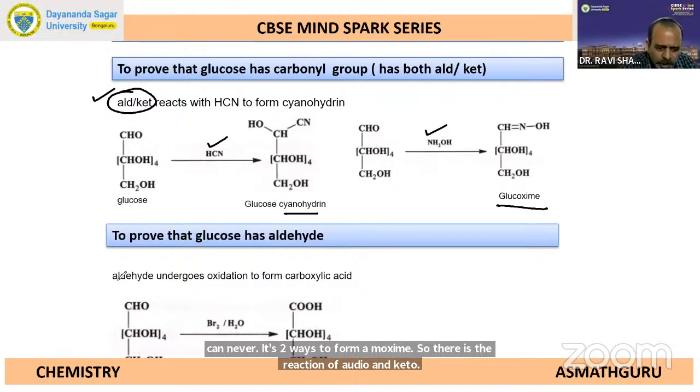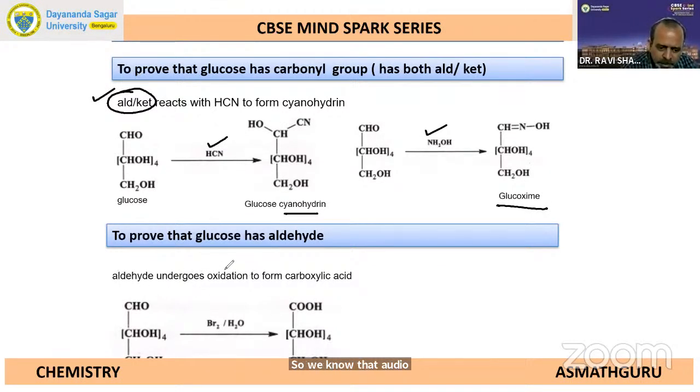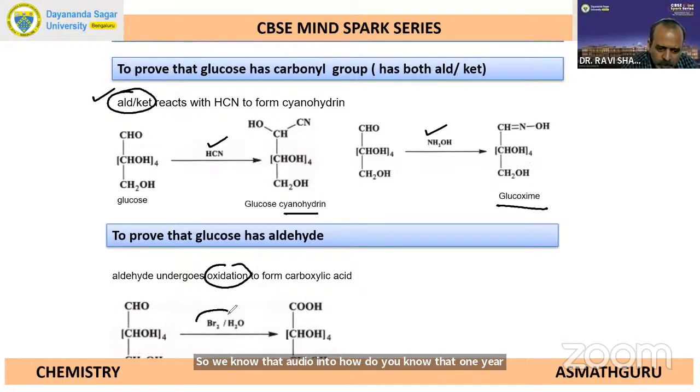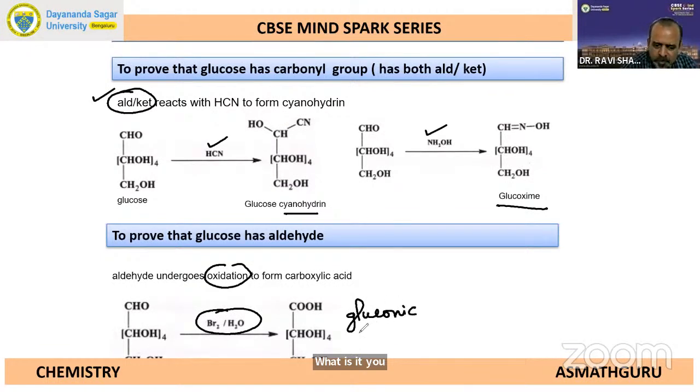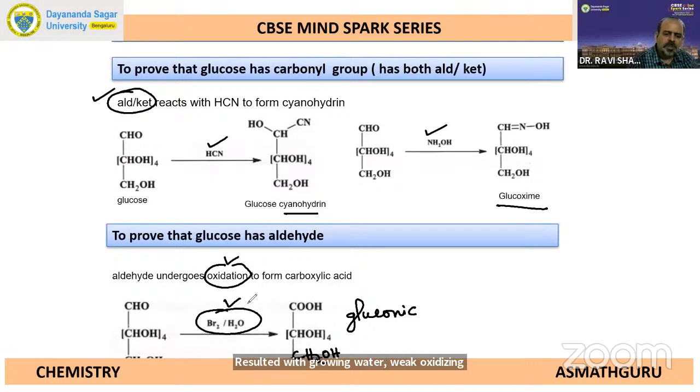How do you know that only aldehyde is there? That is by oxidation with bromine water. What do you get? You get gluconic acid. Here what you get? CH2OH. This is called gluconic acid. It is oxidation with bromine water, a weak oxidizing agent. So this shows that glucose has an aldehyde.